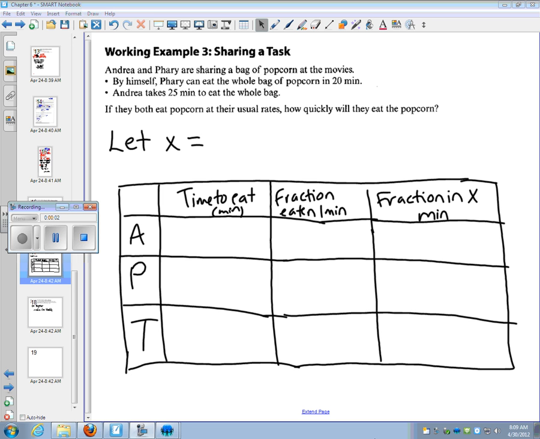Okay, we're going to skip ahead to working example number 3. This is where Andrew and Fari are sharing a bag of popcorn at the movies.